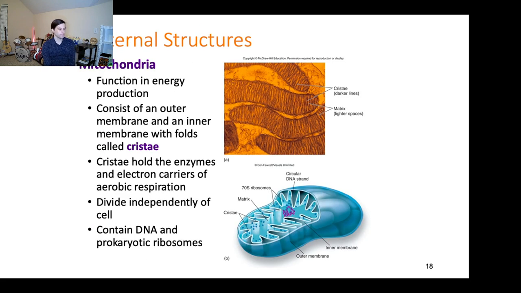So the mitochondria. We've talked about the mitochondria already. It's pretty much a tiny little prokaryotic bacteria that lives inside of our cells that provides energy for them. They have their own DNA. They have prokaryotic ribosomes. They make energy. Essentially, that's their job. The mitochondria is the powerhouse of the cell. You've heard that a million times.